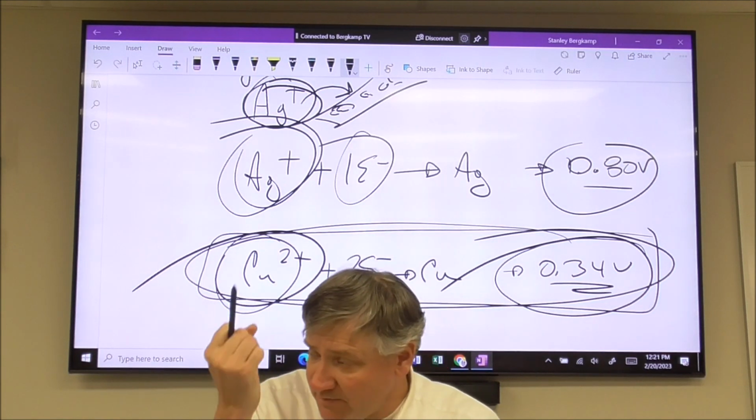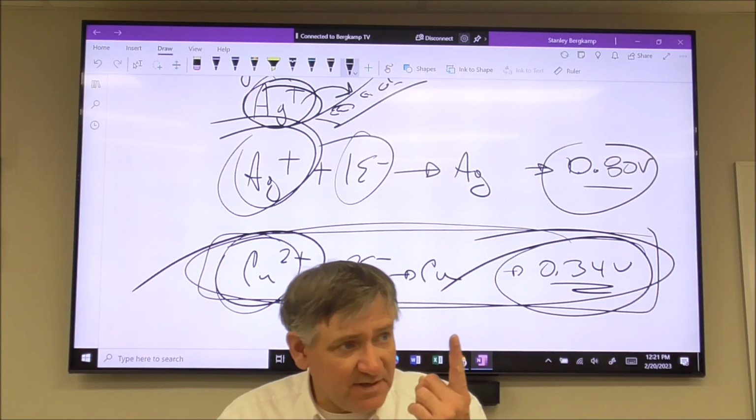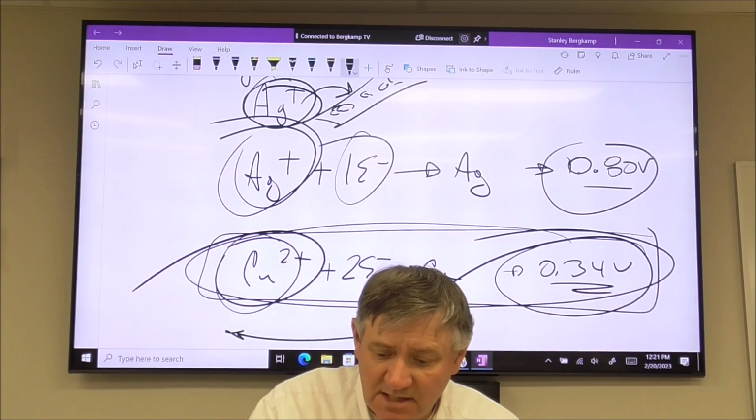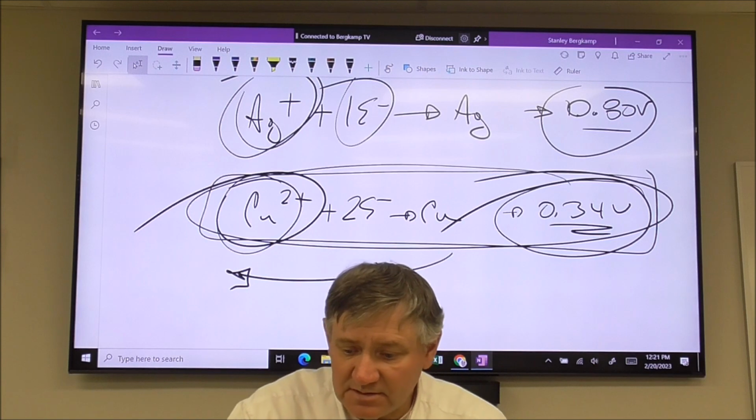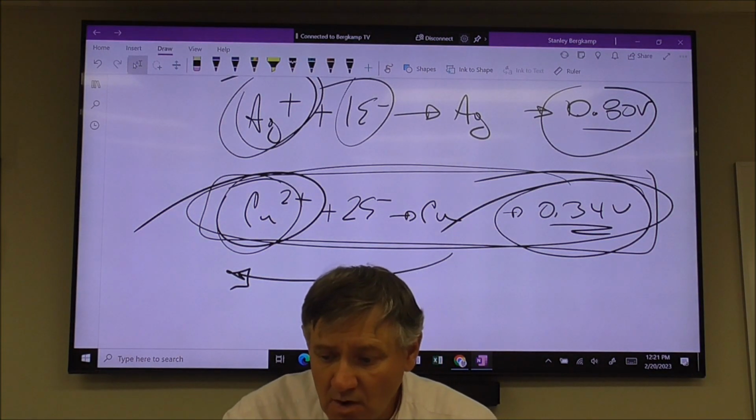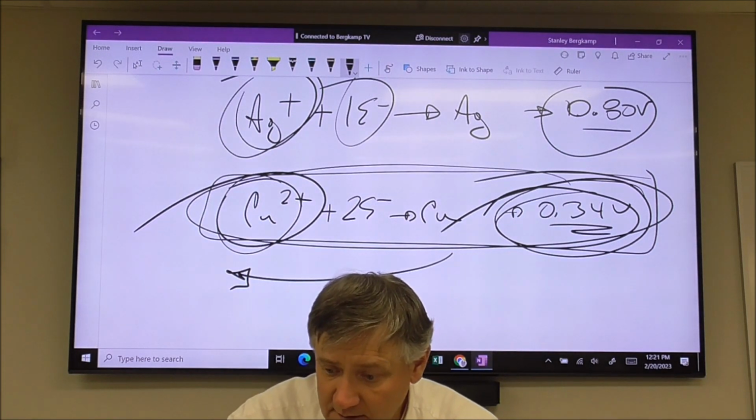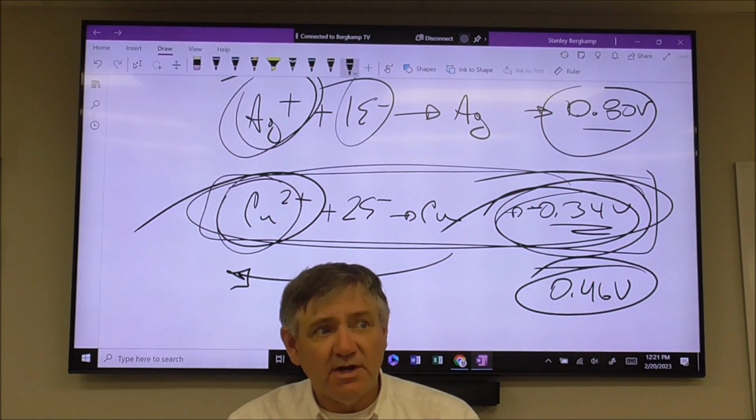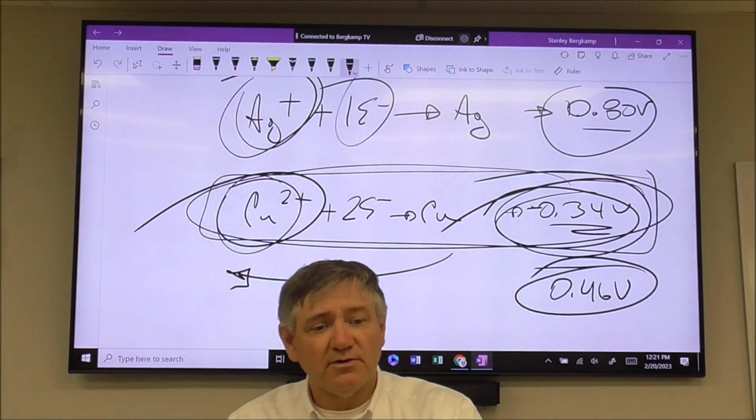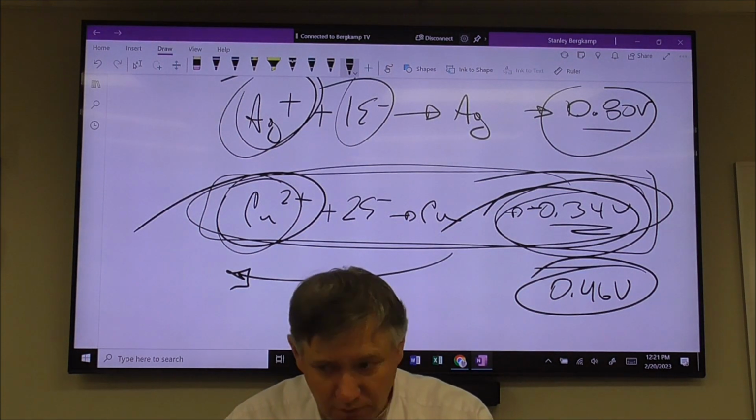I took a piece of copper and dropped it into silver ions. So the only way this could happen is if this does get reversed, okay? Now here's where you look at your E0 values. As soon as this gets reversed, what happens to the value of that E0 value? It changes sign. Now when I add those together, you're going to get 0.46 volts, which is a positive value. If you get a positive E naught value, the reaction is going to take place. Okay? Got that one. Cool.